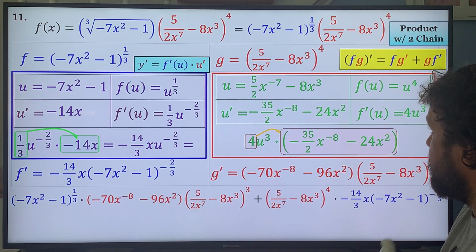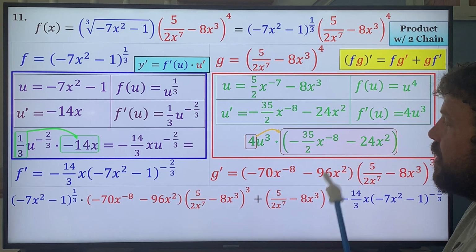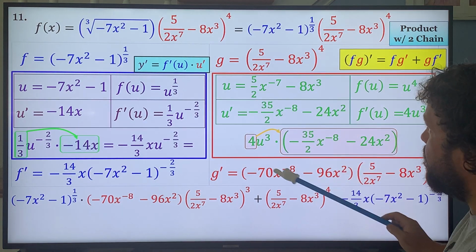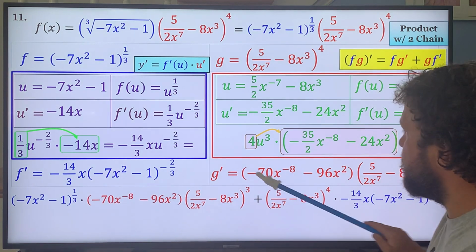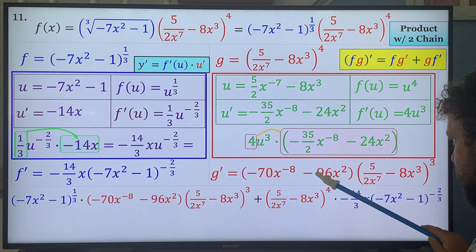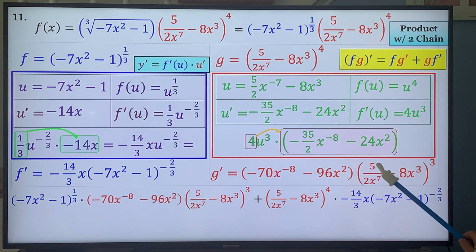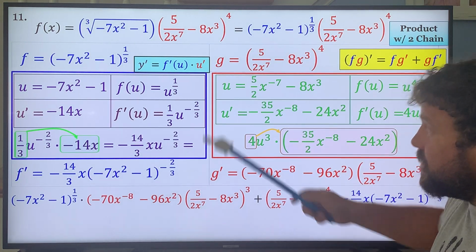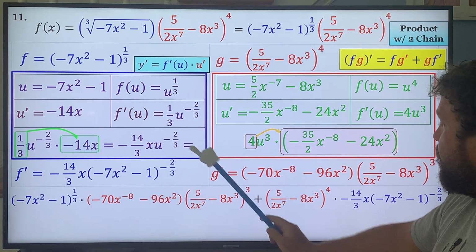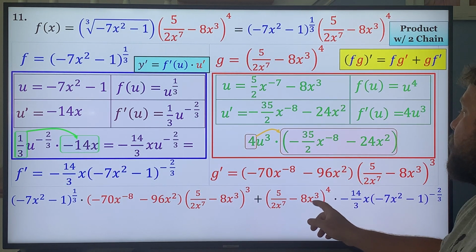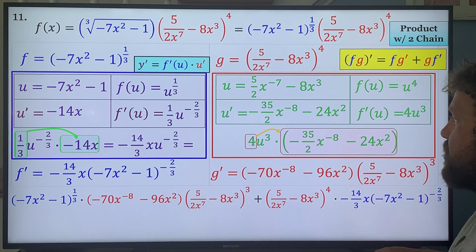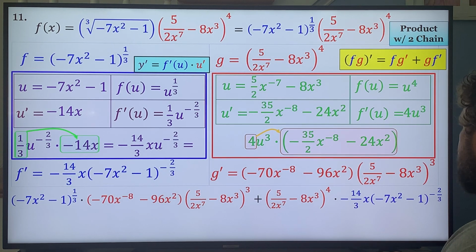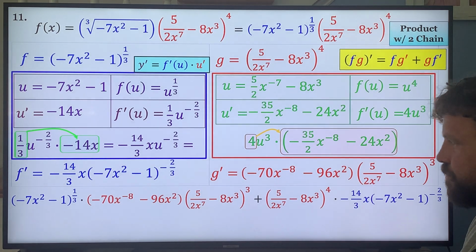Product rule is, where's our product rule? I don't even got it here. All right, product rule is f times g prime. Negative 7x squared minus 1 to the 1/3 times negative 70x to the negative 8 minus 96x squared times 5 over 2x to the 7th minus 8x cubed to the 3rd, plus g times f prime: 5 over 2x to the 7th minus 8x cubed to the 4th times negative 14 over 3x times negative 7x squared minus 1 to the negative 2/3.